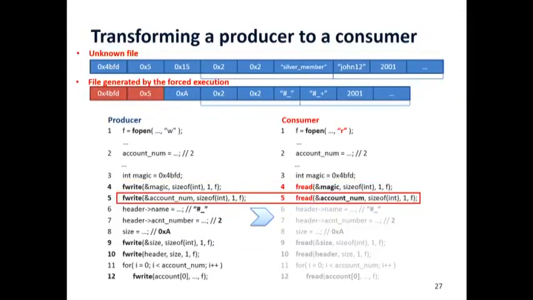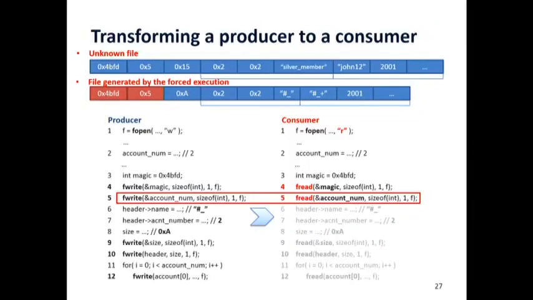And now it reads the account number. So let's see that at line number 2, we actually assign a random number 2. But here, we read the second field of the unknown file. And then the account number right after line number 5 becomes value 5. So this is actually correcting the program state to drive this consumer execution correctly.